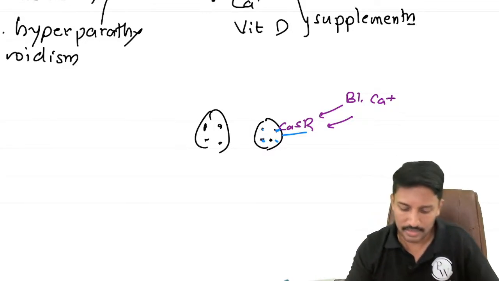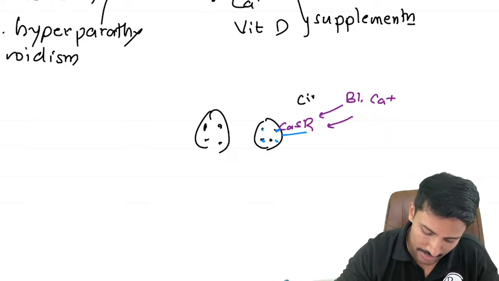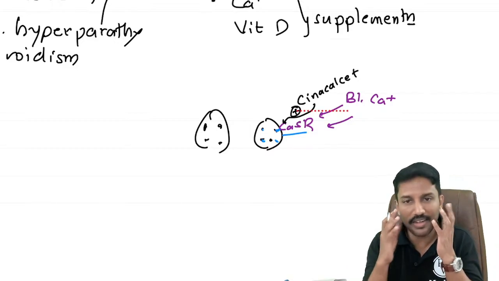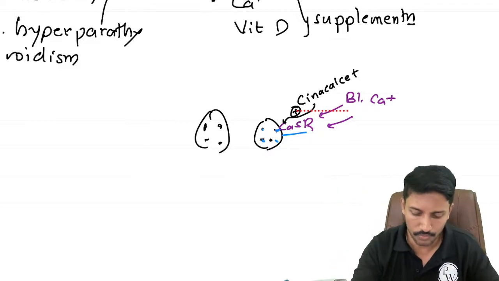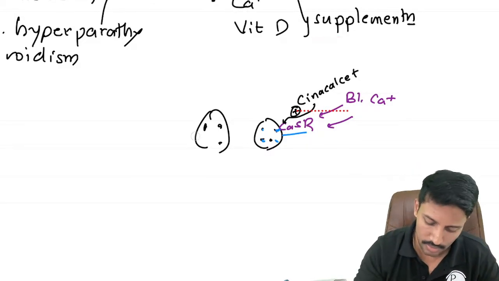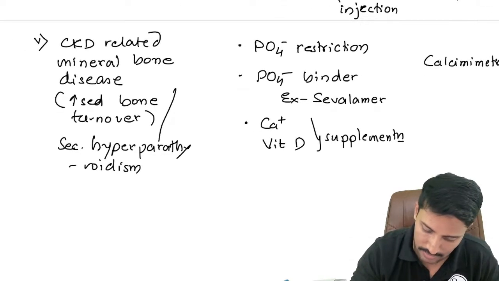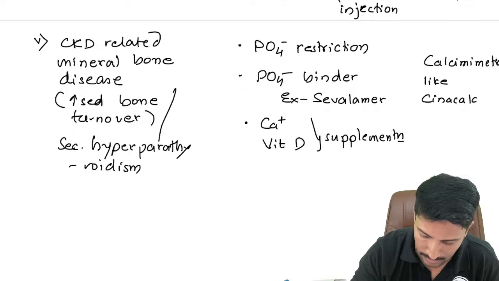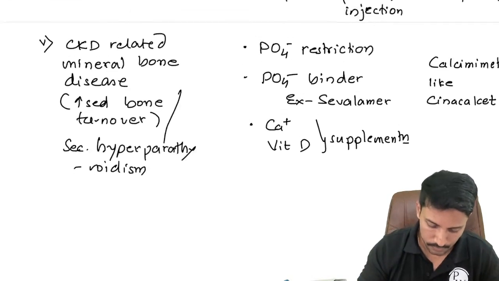Right. So now instead of using calcium, I can give drugs like sinacalcet, which is a calcimimetic. This will go and bind this CaSR receptor, and now the parathyroid gland will be tricked into believing that blood calcium is high, so I don't need to come out. That's how we can suppress the parathyroid hormone production. Calcimimetics like sinacalcet or etelcalcetide can be used.